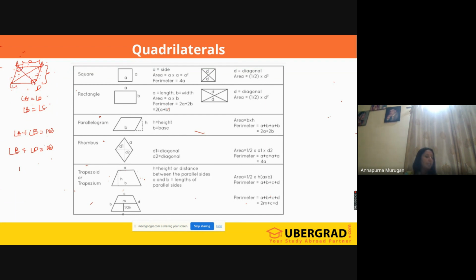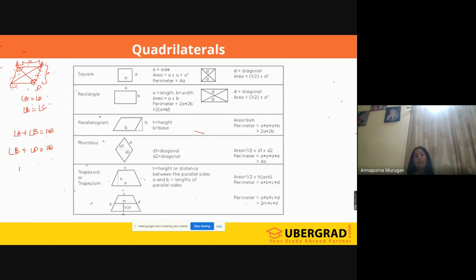And what do you see here? Will the diagonal lengths be the same? No, in a parallelogram the diagonal lengths are not the same. This diagonal will be of a different length and this diagonal will be of a different length.